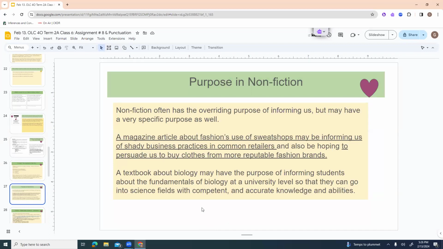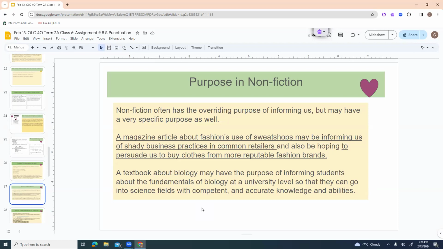Nonfiction often has the overriding purpose of informing us, but it may have a really specific purpose as well. So a magazine article about fashion's use of sweatshops in India might be informing us of shady business practices in common retailers, but it may also be hoping to persuade us to buy clothes from more reputable fashion brands. So see, I'm not just saying inform or persuade. I'm saying, what are they trying to inform you about? What are they trying to persuade you about?